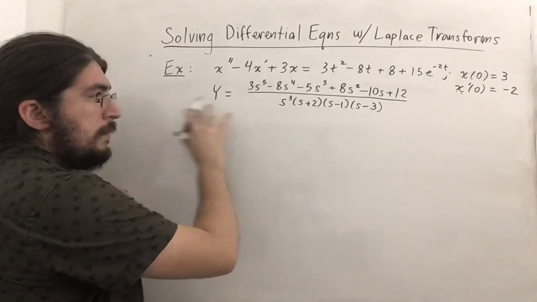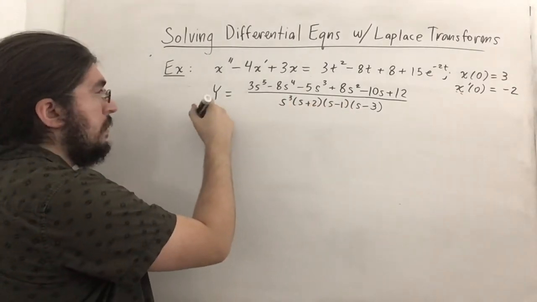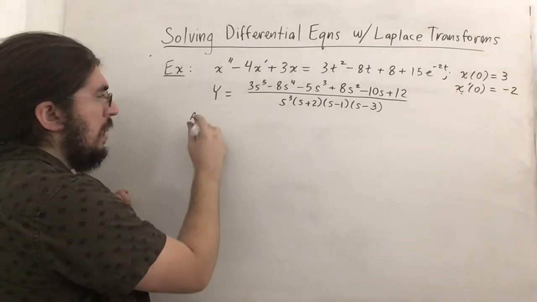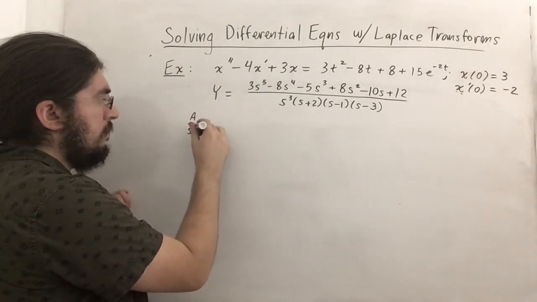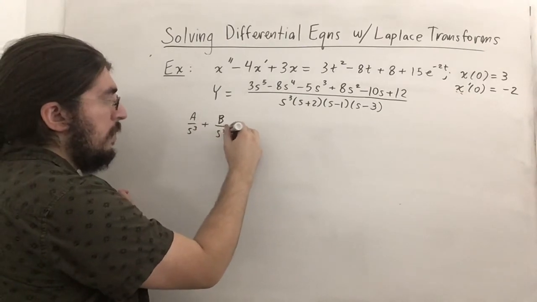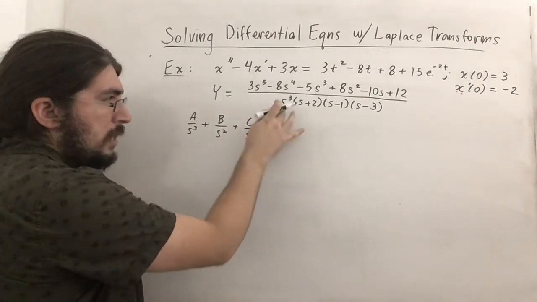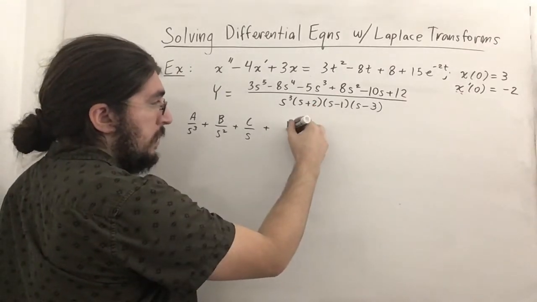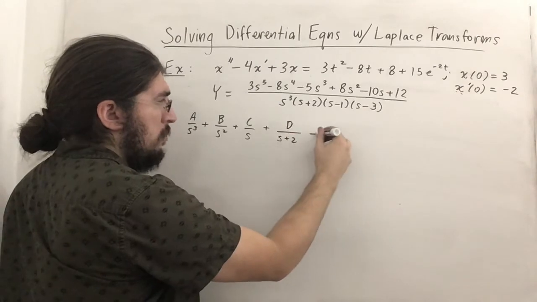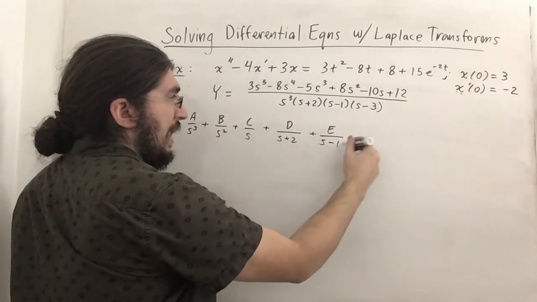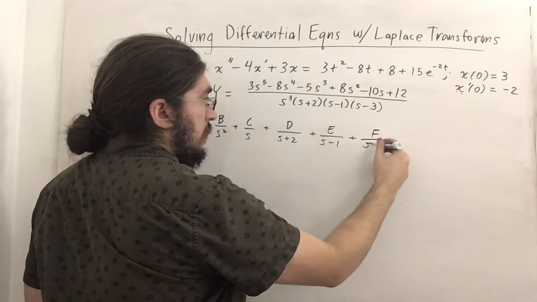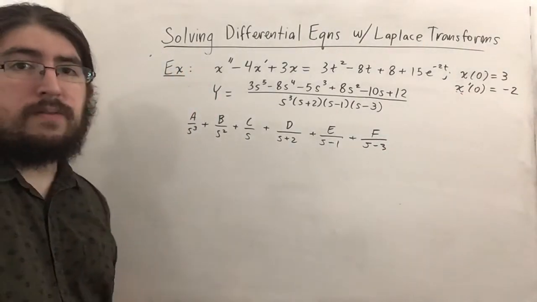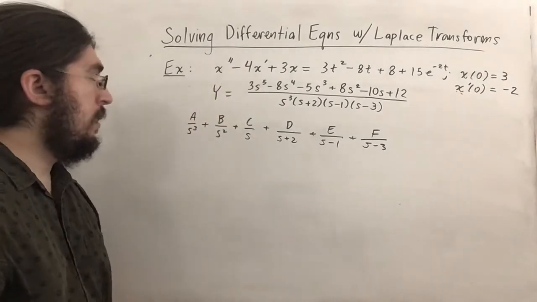So the partial fraction decomposition setup will be, we have A over s, I guess it's s cubed, so that's fine. A over s cubed, B over s squared, C over s, and that's because we have a repeated factor of s. And then there's no quadratic here, so it's just literally going to be D over s plus 2, E over s minus 1, and then F over s minus 3. That's not too bad. But now we want to combine this into one fraction, compare the numerator to that numerator.